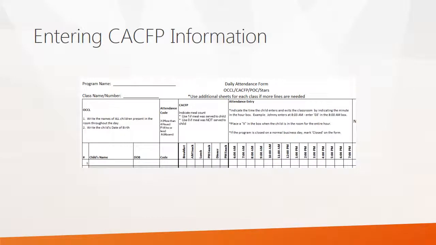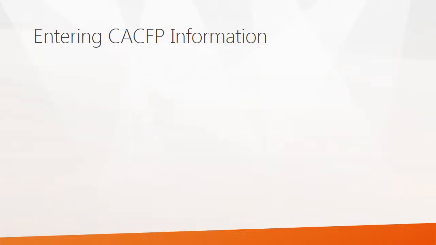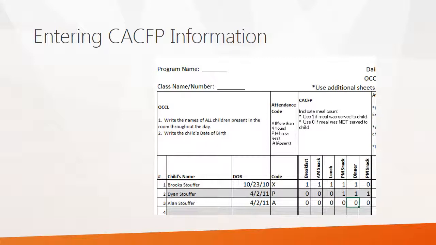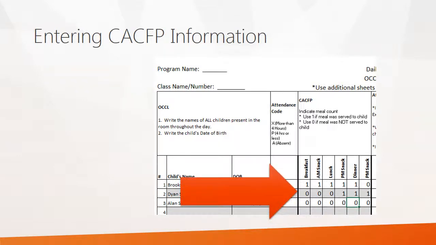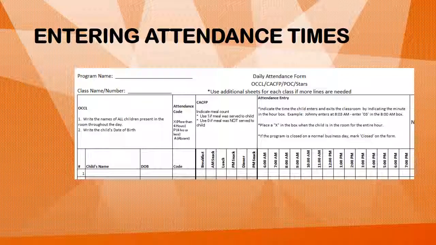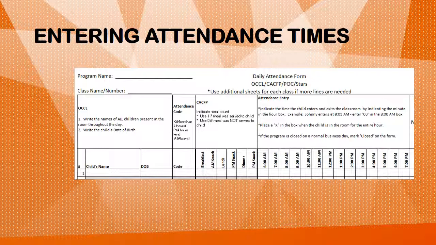The next section of the form is for CACFP information. Again, the directions are listed above the columns that you will complete for this form. In this section, you simply enter a 1 if a meal was served, or a 0 if the meal was not served. In this case, you can see that Brooks was served breakfast, whereas Alan and Dylan were not served breakfast.